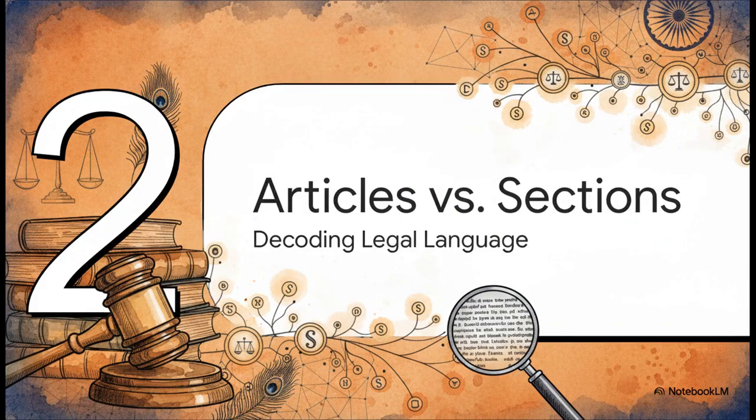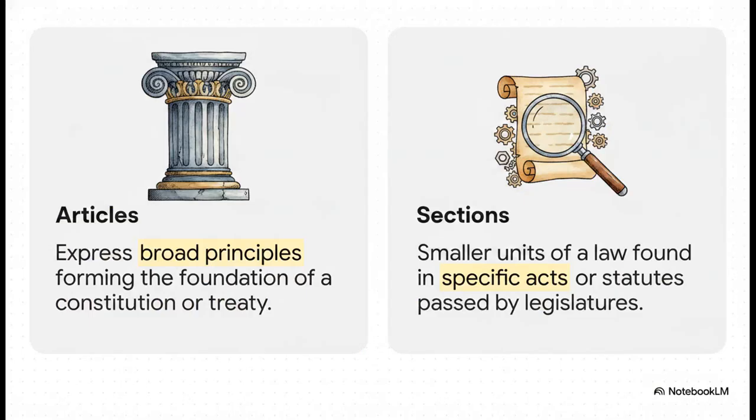Moving into Section 2, Articles versus Sections. Let's zoom in a bit and decode some of that legal language we hear in the news all the time. And this brilliantly illustrates a distinction that trips up a lot of people. In the Constitution itself, we use articles. These deal with broad legal principles, the real foundational pillars, right? Sections, on the other hand, well, those are the smaller, specific units of a law found in acts passed by Parliament, like the Indian Penal Code, for example. So an article gives you a broad right, while a section gives you the everyday nuts and bolts of how a daily law actually operates.